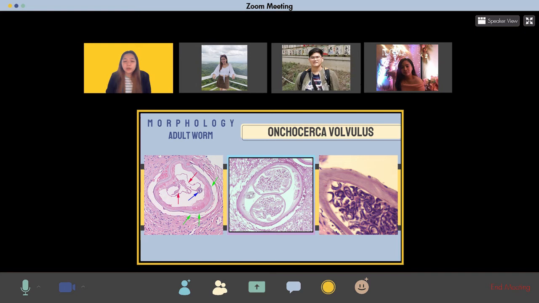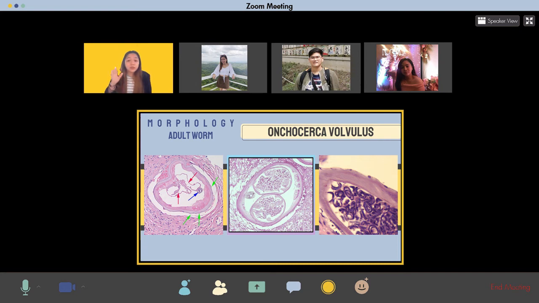Another feature to focus on in this image is the uterine tubes. The uterine tubes here in the image do not contain any microfilaria, and this means that the adult female worm here is not gravid yet. But when it becomes gravid, its image will be similar to the middle image in the PowerPoint. As you can see in the middle image, the uterus is filled with numerous microfilariae, and it also has cuticles, and also the intestine.